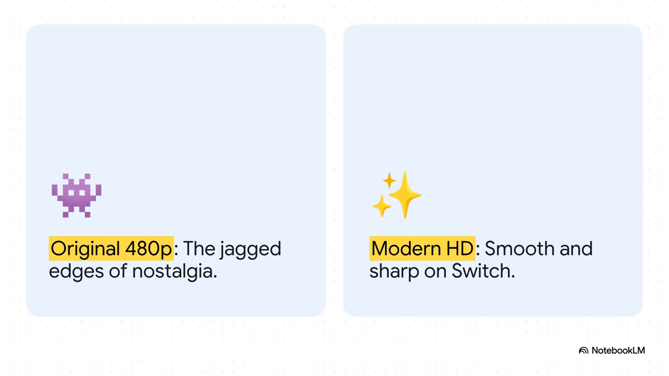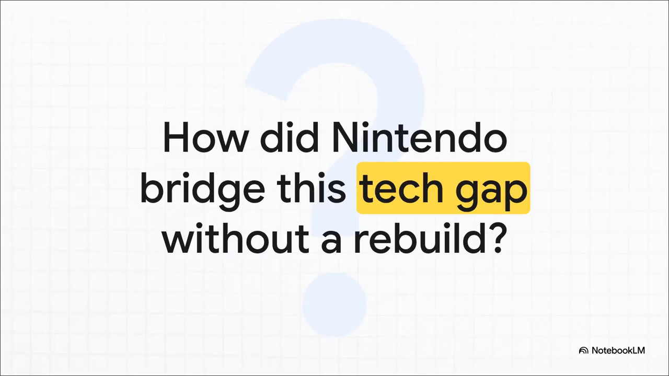So the challenge wasn't just getting the games to work, it was making them look as sharp as we all remember them looking, without losing that original magic. So that's the big question, isn't it? How did Nintendo actually pull this off? A full-blown remake was never going to happen. That would have taken years and a massive budget. They had to have some kind of secret weapon up their sleeve.